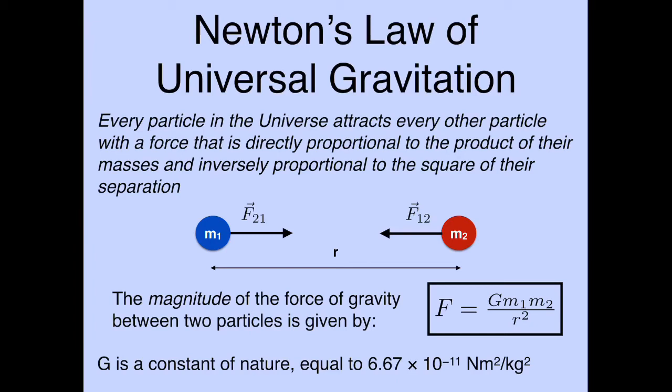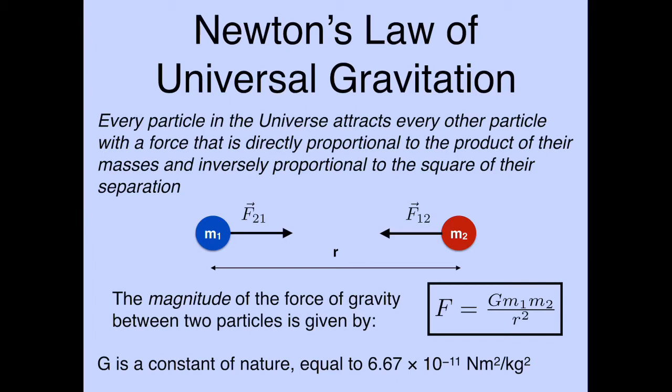So Newton's law of universal gravitation tells us that the force is proportional to the product of the masses. So the more massive each object is, the more gravitational force you're going to have. But also, it's inversely proportional to the square of the separation. That just means the further apart the masses are, the less of a force that you're going to have. The closer you bring them together, the more force you're going to have.